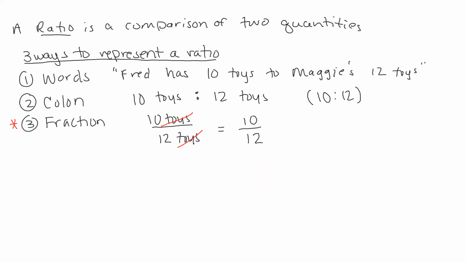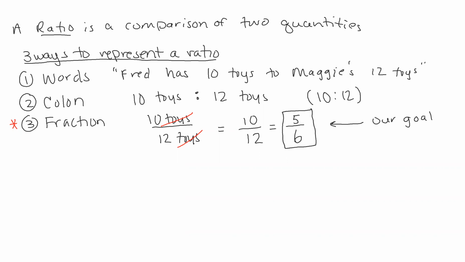Now, this example is fairly standard. But if you look at 10 and 12, as far as reducing a fraction goes, we know that we would reduce this fraction. So I could take this even further. I noticed that 10 and 12 have a 2 in common. So I could actually write this as 5/6. And this would be the most simplified form of that ratio. So this would mean for every 5 toys that Fred has, Maggie would end up with 6 toys. And this is going to be our goal. We want to get to the simplest form of a ratio.